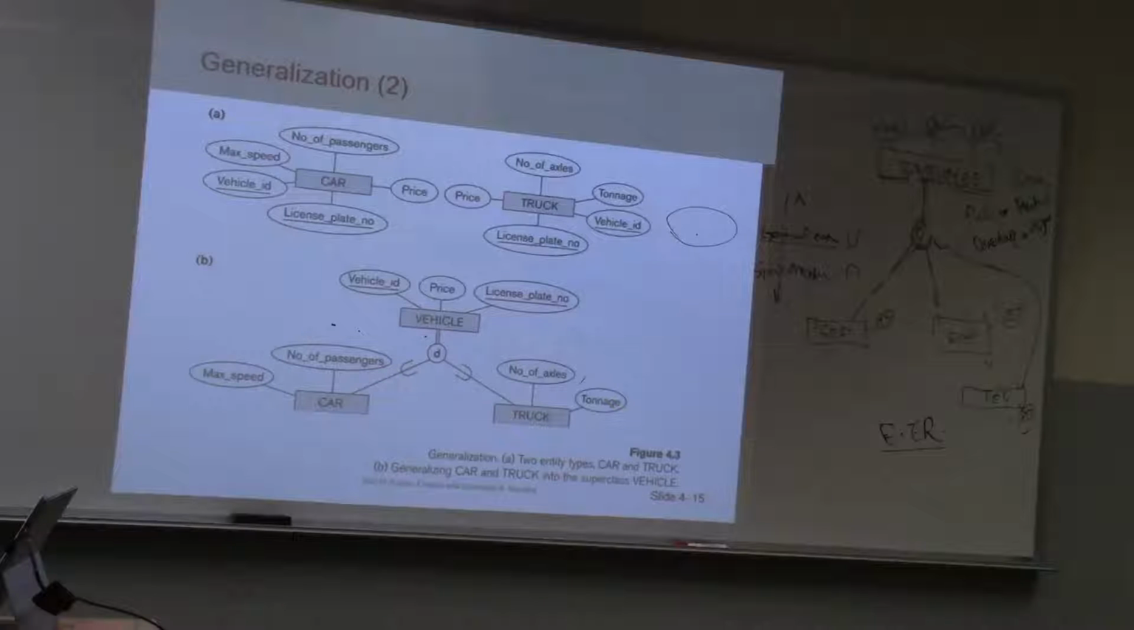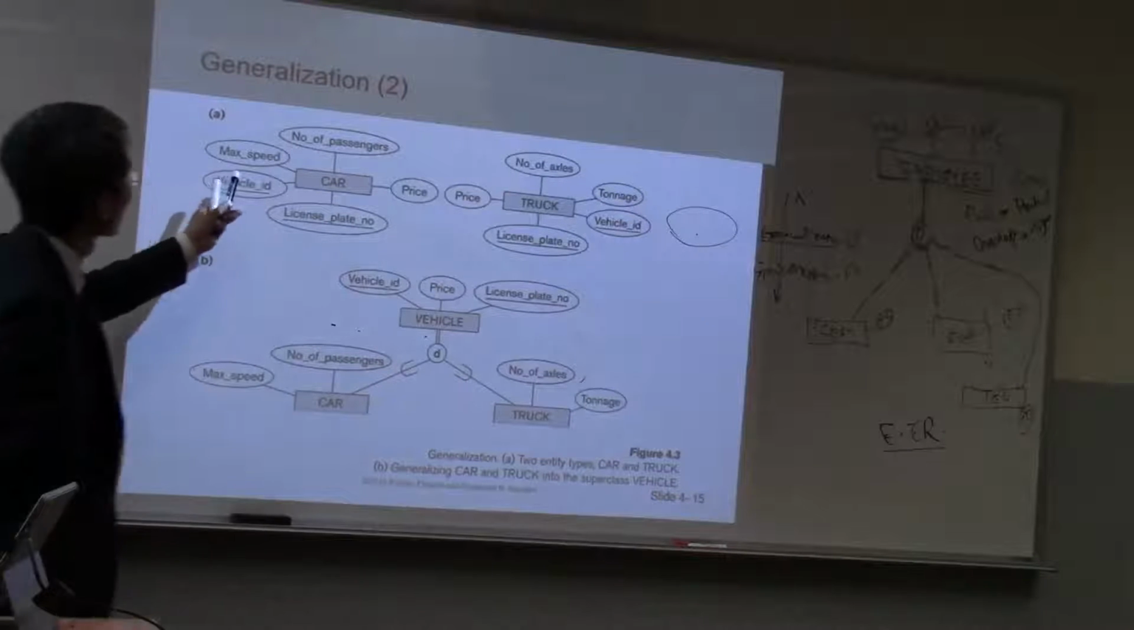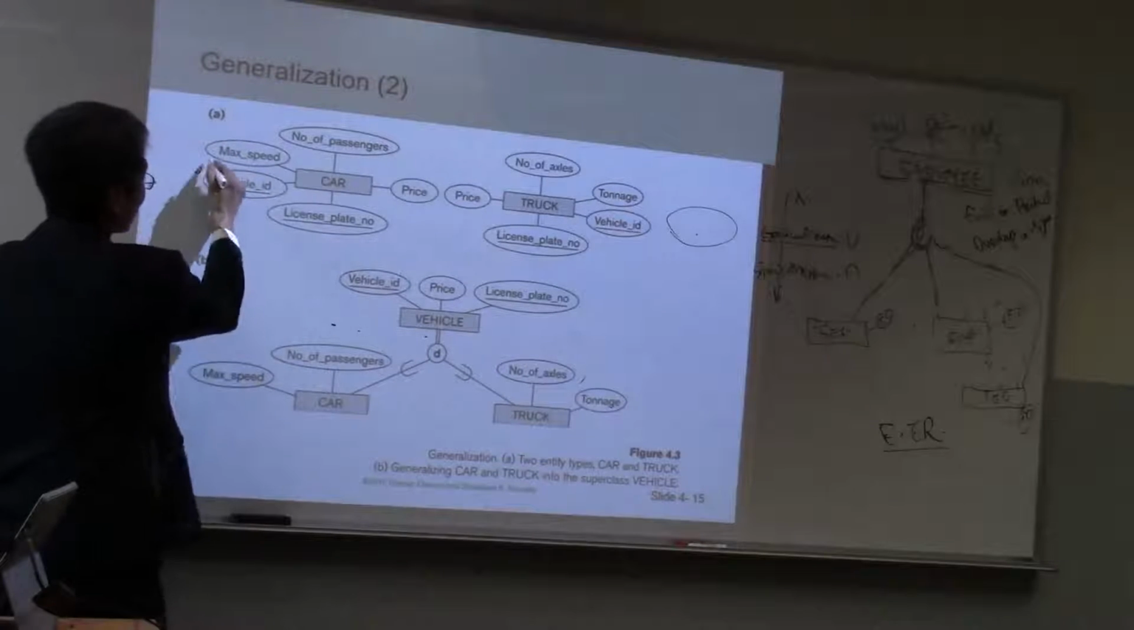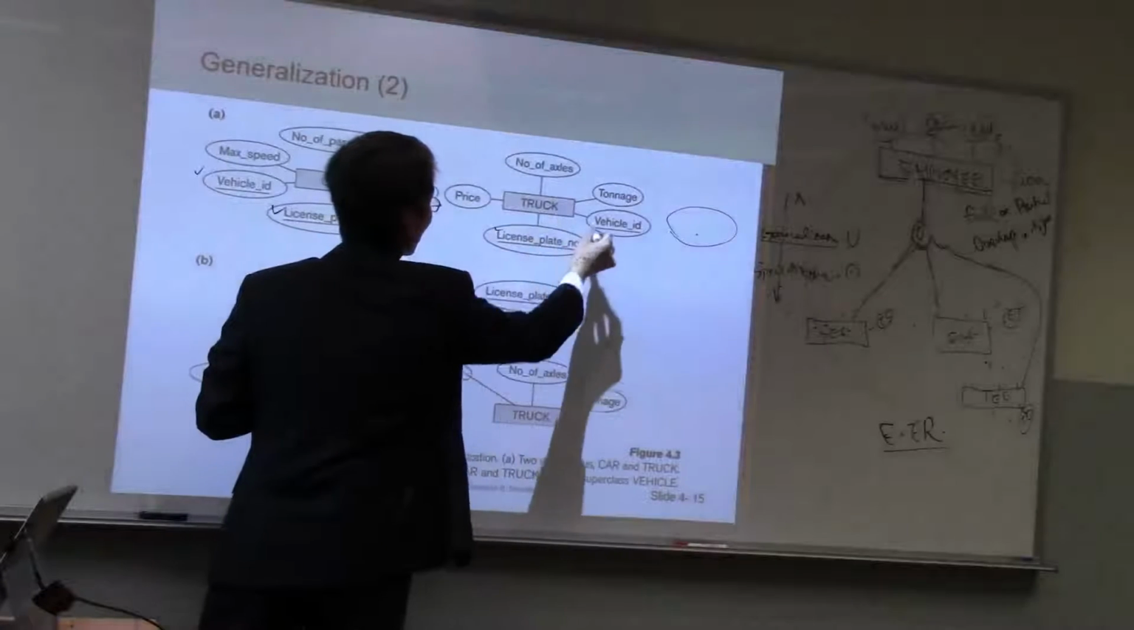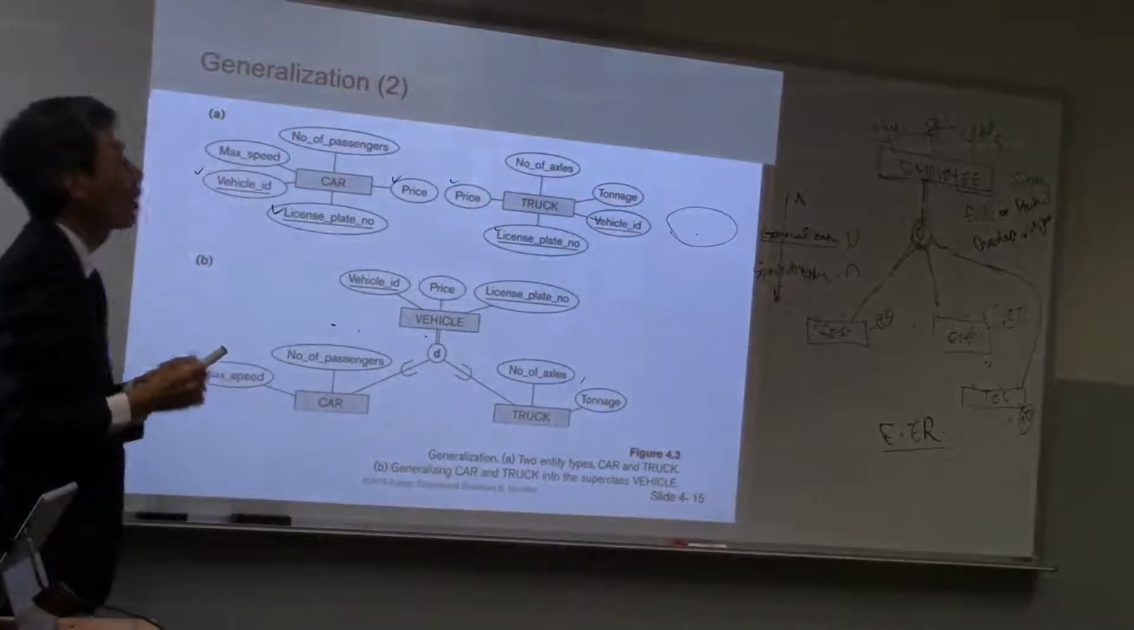That may be possible. As we learned in ER modeling, we can even have a no-key-attribute entity, so one or two doesn't matter. What about the truck? Truck has the license plate number and vehicle ID as keys, two keys, and tonnage, number of axles, price. Then we realize that there are common attributes: the license plate number, vehicle ID, and price. These are the common information.